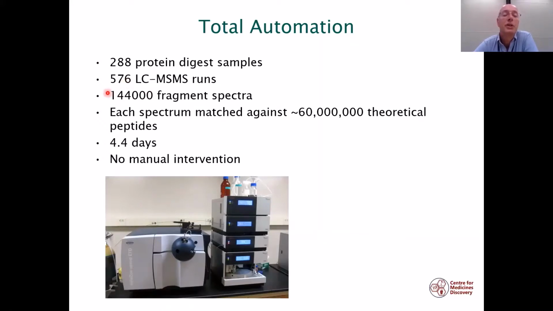From that, we would generate 144,000 fragment spectra, and then each spectrum is matched typically against a Swissprot database, which would be 60 million theoretical peptides. And all that is automated. That can be done in 4.5 days with no manual intervention.